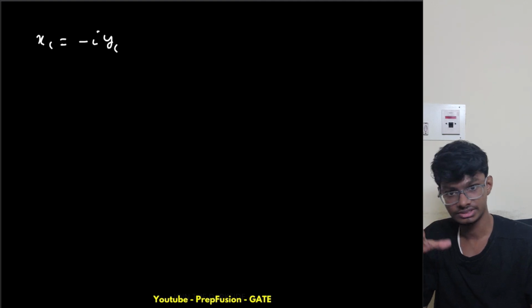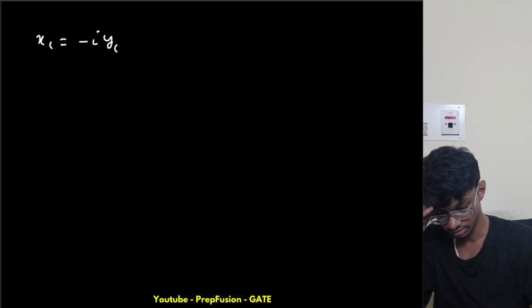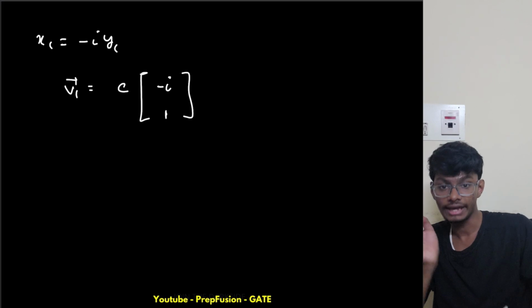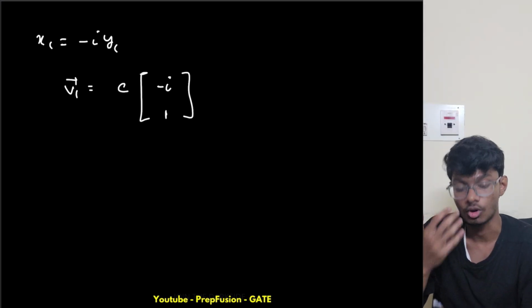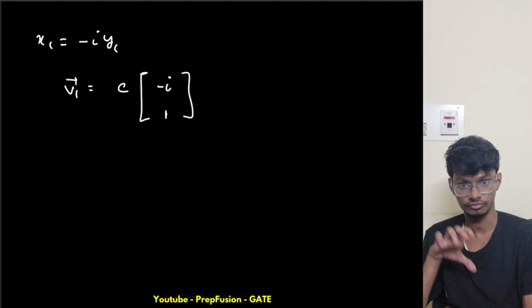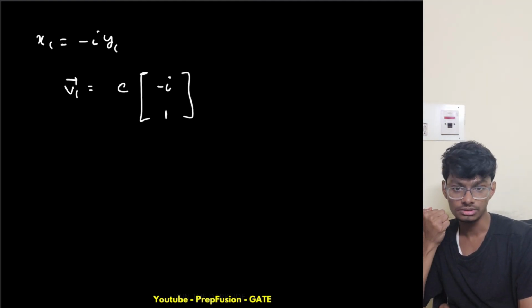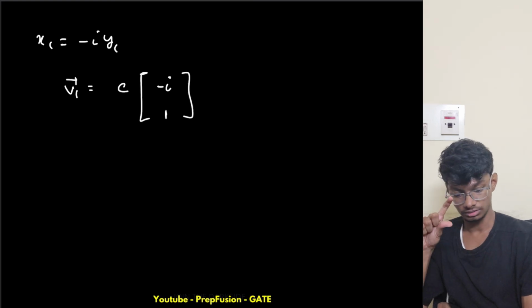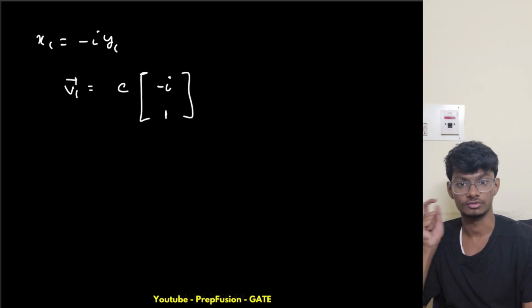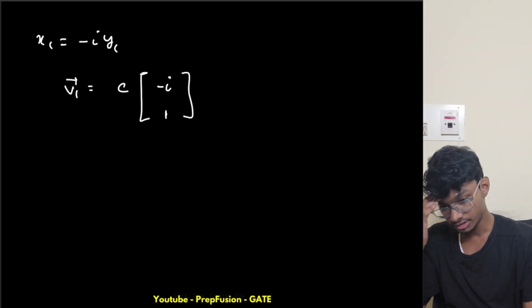Also x1 is related to y1 like this: x1 equals minus i times y1. So what will be my eigenvector? v1 will be simply c times (1, minus i). Our eigenvector becomes complex, so we won't use this eigenvector. The eigenvectors also become complex for complex eigenvalues.